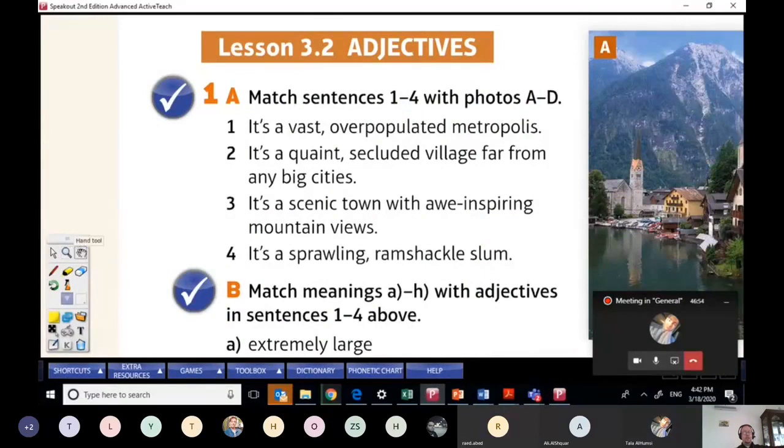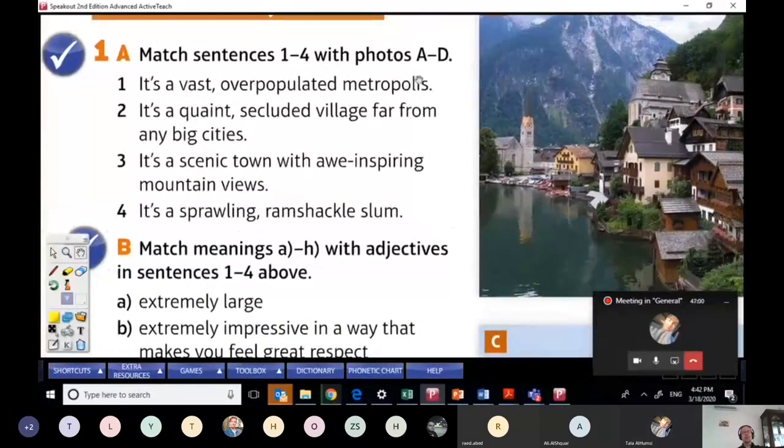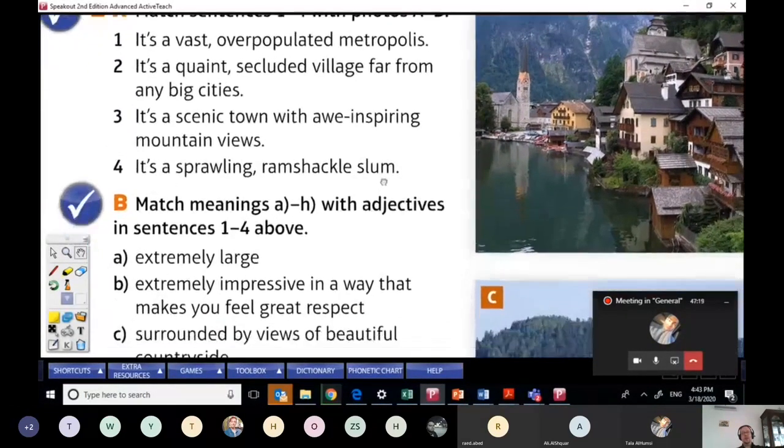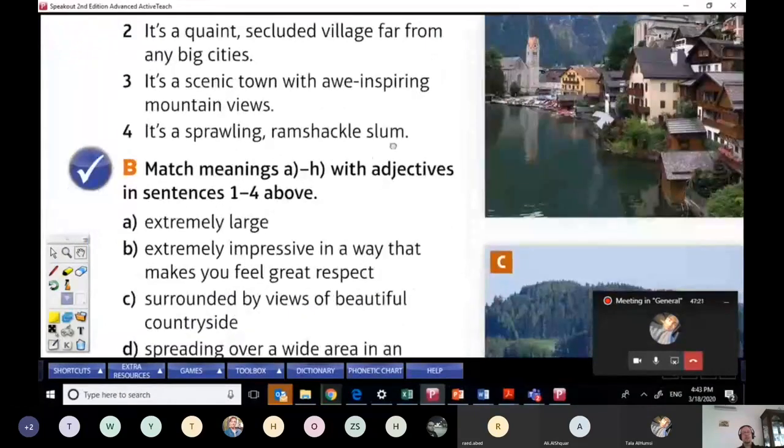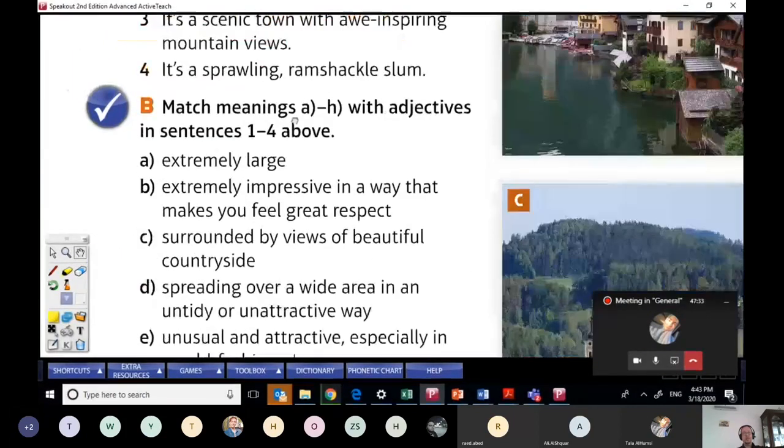All right, we have a few more adjectives that you can learn. Okay, it's a vast, overpopulated metropolis. Okay, it's a quaint, secluded village far from any big cities. It's a scenic town with awe-inspiring mountain views. It's a sprawling, ramshackle slum. A slum is a poor part of town, usually, where they don't have very nice buildings. So I want you to use the clues in these sentences to see if you can guess what these words, vast, quaint, secluded, scenic, sprawling, ramshackle, mean.